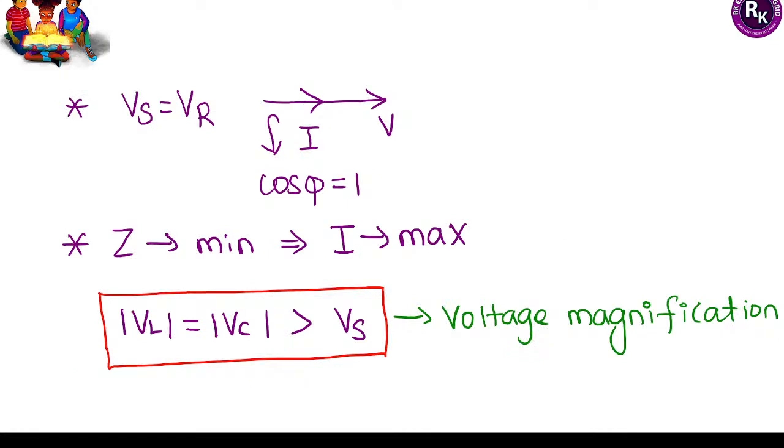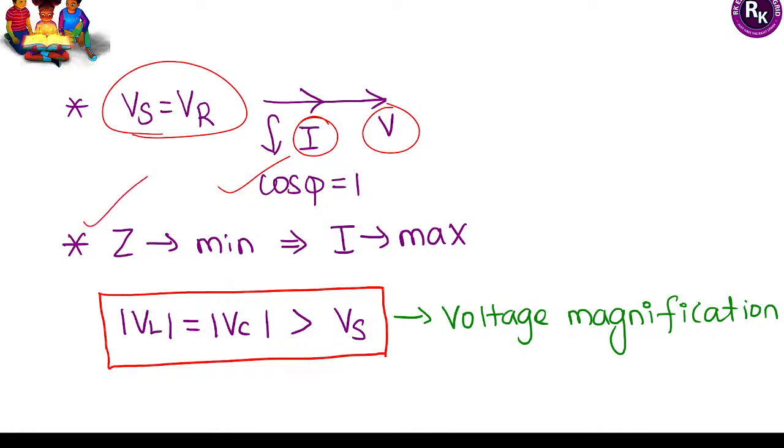Okay, next. At resonance, the supply voltage will be equal to the voltage drop across the resistor. Why? Because the addition of the inductor and capacitor voltages will be 0, no? So the supply voltage will simply be dropped across the resistor. The circuit will act as a purely unity power factor circuit at resonance, and the phase angle difference between the supply current and the supply voltage will be 0. And impedance at resonance will be minimum in series RLC.